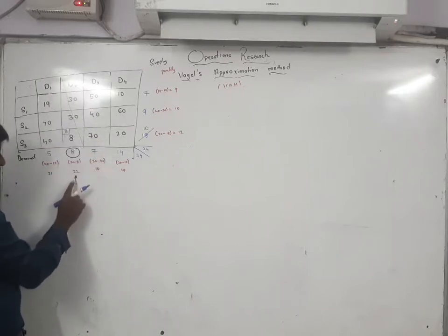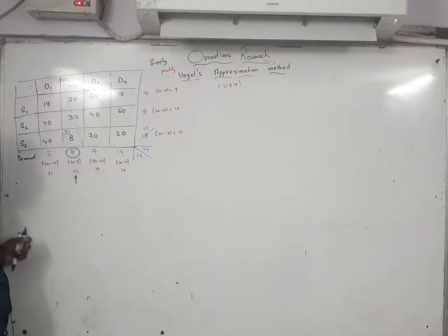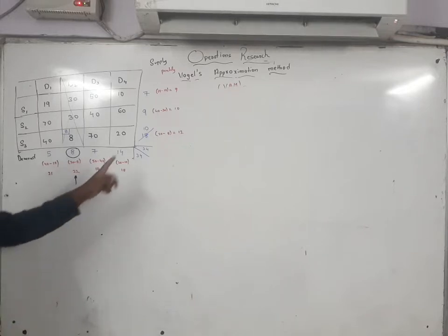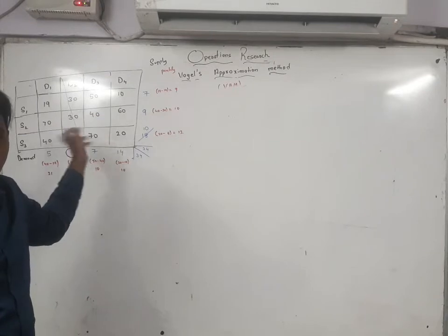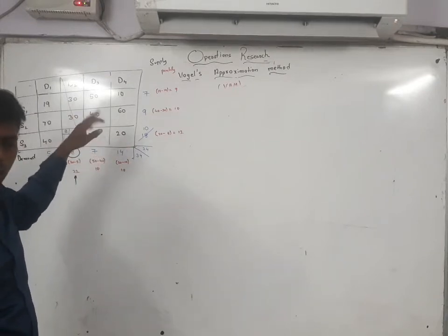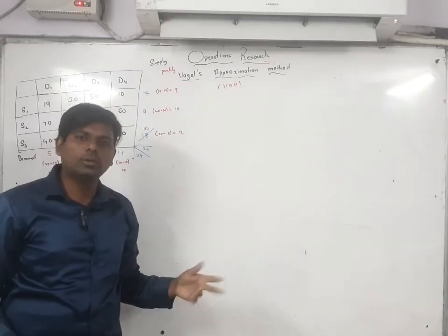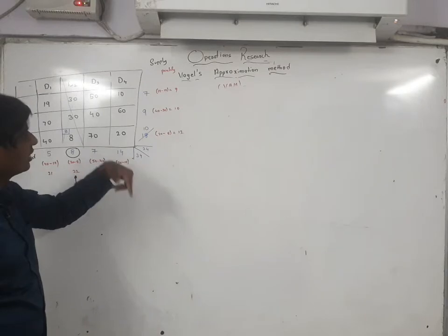From here you started the traveling, so this column you have to cancel like this. Once again I will tell this. First you have to find out the penalty. First you have to go row-wise, then column-wise, or otherwise you can go column-wise, then row-wise. It's up to you. After that you have to select the highest penalty.